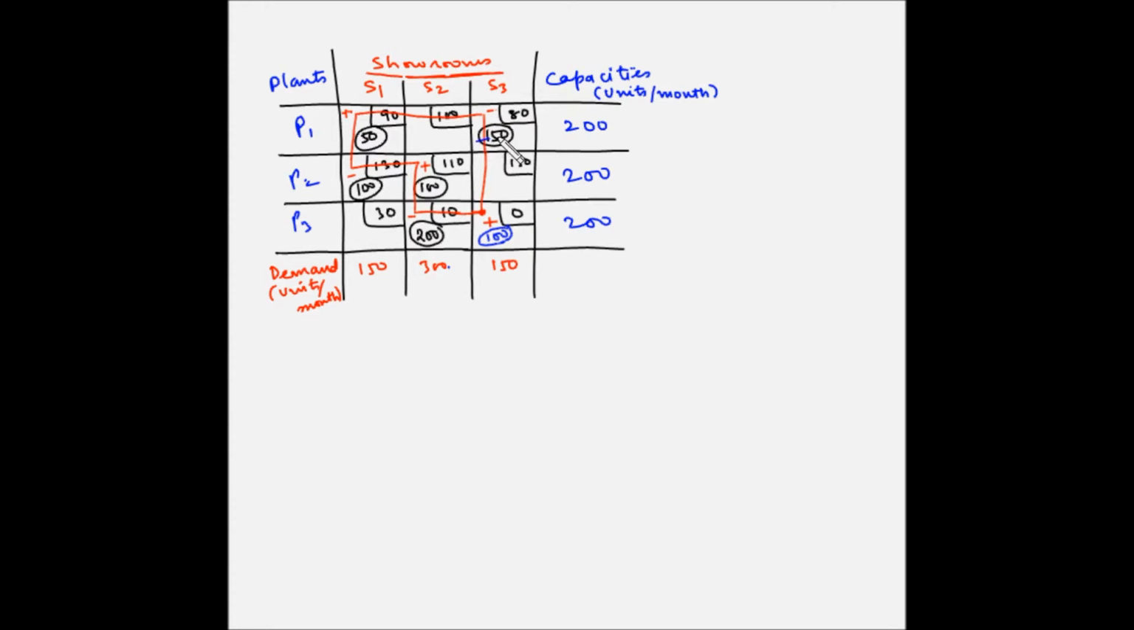Here we'll subtract 100. So this becomes 50. Here we'll add 100. So this becomes 150. Here we'll subtract 100. So this becomes 0. Here we'll add 100. So this becomes 200. Here we'll subtract 100. So this becomes 100. So this becomes our new improved solution after the first iteration. So let me clean this up. So this is the new solution that we have obtained.